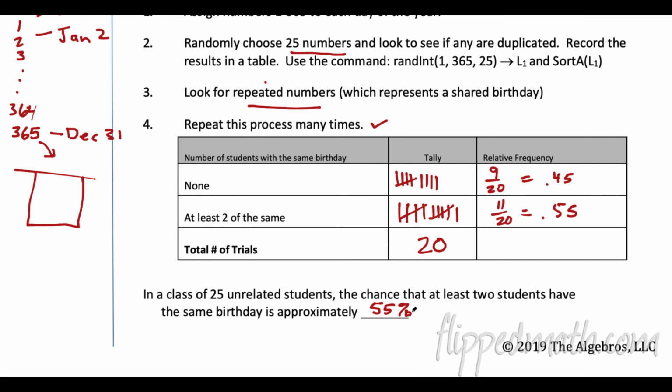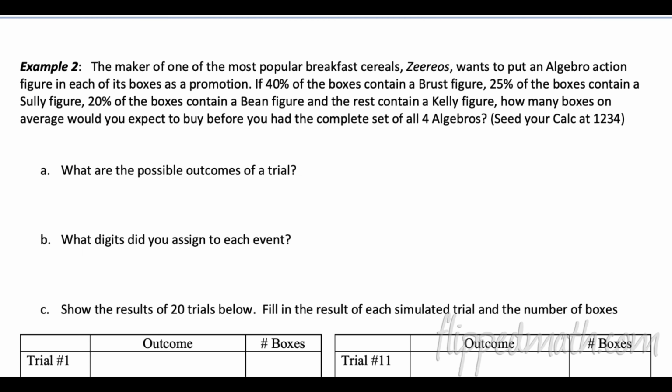As you're going through and checking the homework, please be aware that if you get the same answers I get, something's probably wrong, right? Unless we seed our calculators. That's the only way to fix that, which we've talked about. All right, let's try a second example.